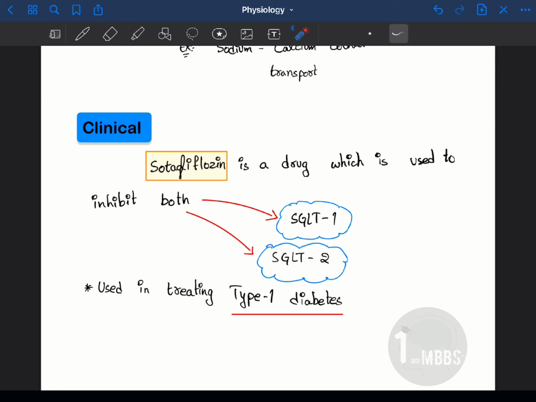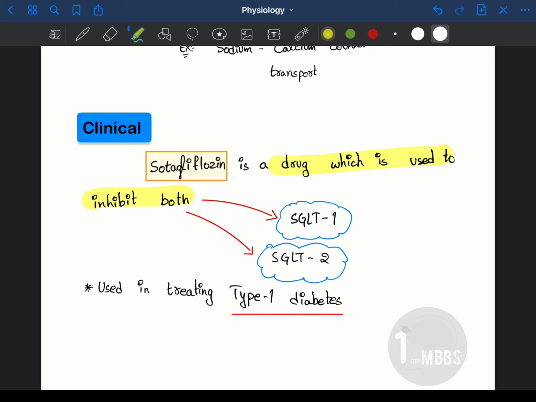Clinical. Here, sotagliflozin is a drug which is used to inhibit both SGLT1 and SGLT2. SGLT1 and SGLT2 mostly help in the movement of glucose, which is the main problem in diabetes. Thus, it is helpful in treating type 1 diabetes.